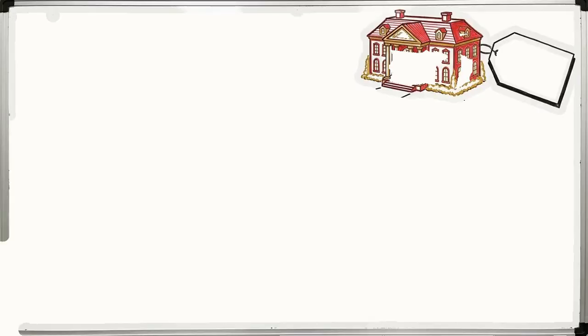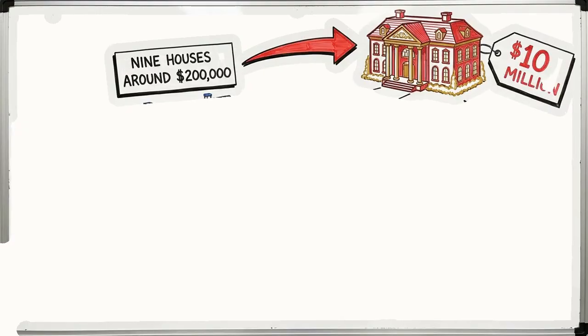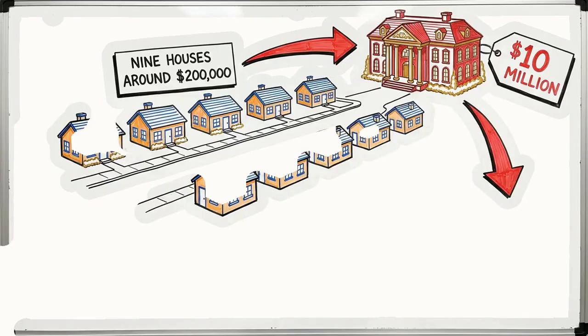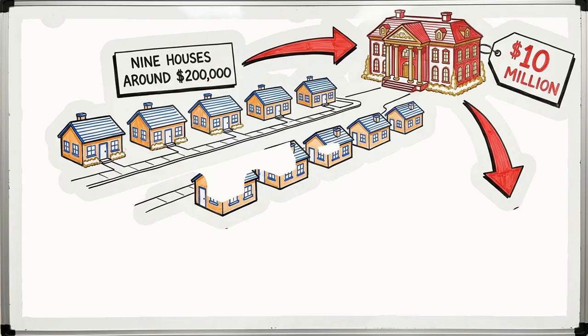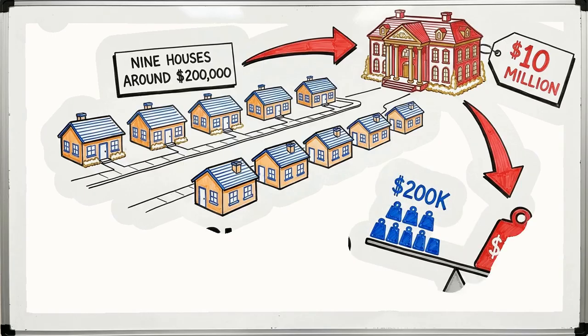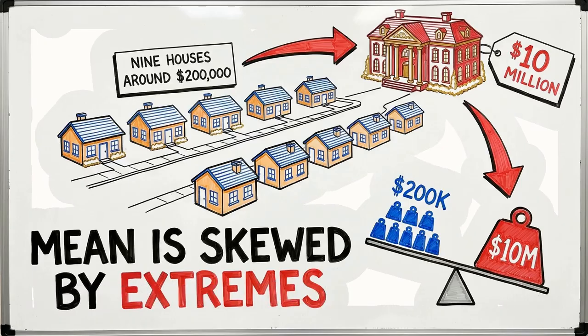But here's where things get interesting. Imagine a quiet street with 9 houses that all cost around $200,000. Now, let's add one enormous mansion at the end of the block that costs $10 million. If you calculate the mean, or average, house price, that one mansion will pull the number up dramatically. The average might suddenly be over $1 million, which doesn't accurately describe the 9 other houses at all.